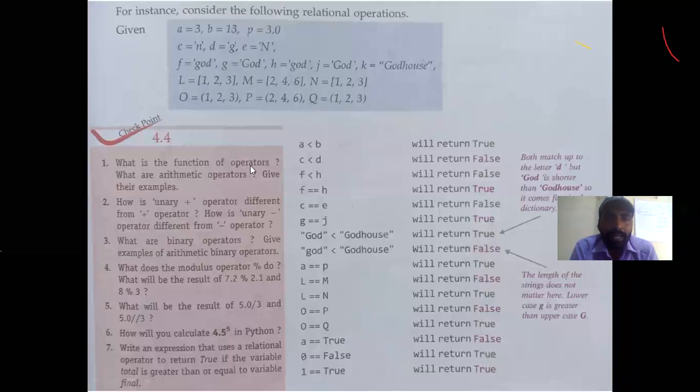Like, what is the function of operators? What are arithmetic operators? Give their examples. Then how is unary plus operator different from arithmetic plus? How is unary minus operator different from arithmetic minus operator? Then the third question, what are binary operators? Give examples of arithmetic binary operators. Fourth question, what does the modulus operator do? What will be the result of this and this? Then what will be the result of 5.0 divided by 3 and 5.0 floor divided by 3?